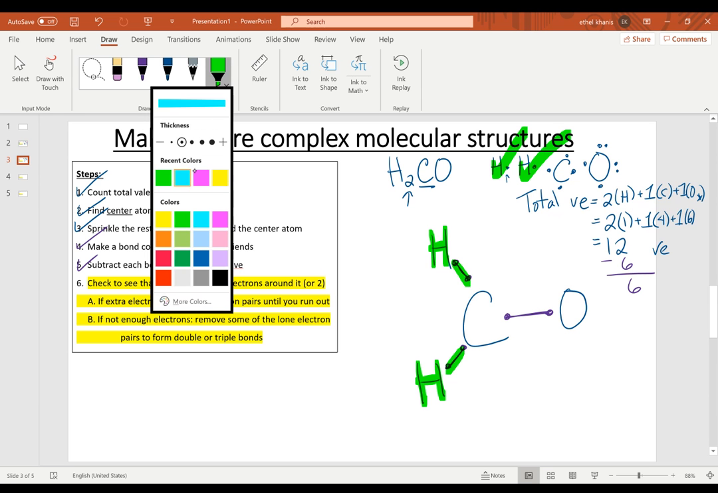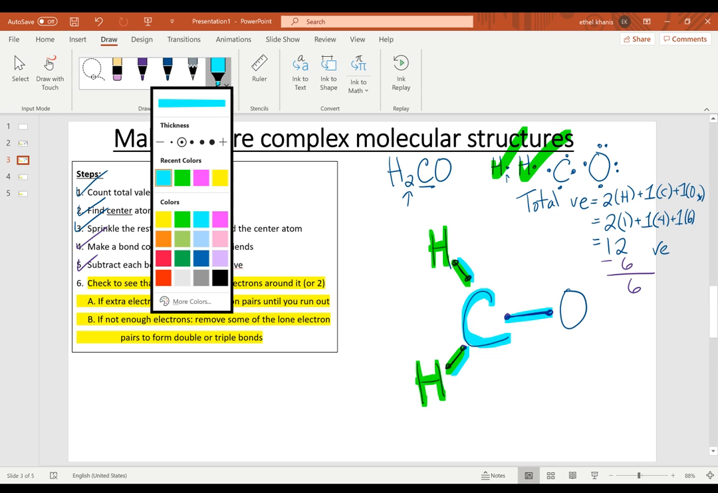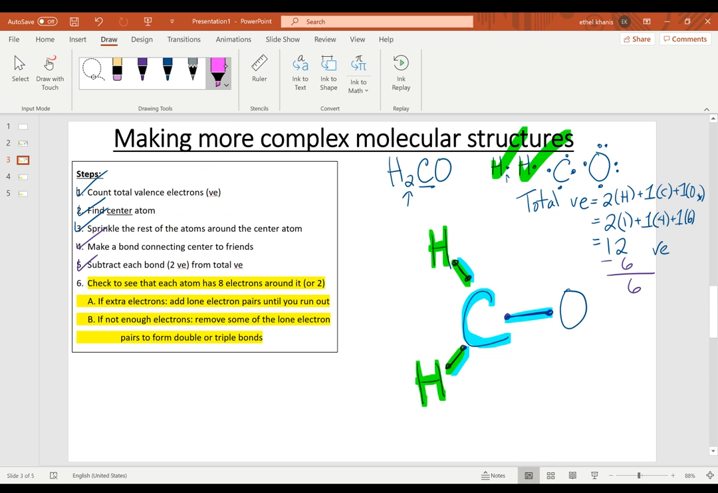Now let's take a look at our carbon. This carbon right here has 2, 4, 6 electrons. Definitely not yet good to go. And if we look at oxygen, this oxygen only has 2 electrons. Also not good to go. Remember, carbon and oxygen need 8, just like most atoms except hydrogen. So that means we need to follow the steps down below.